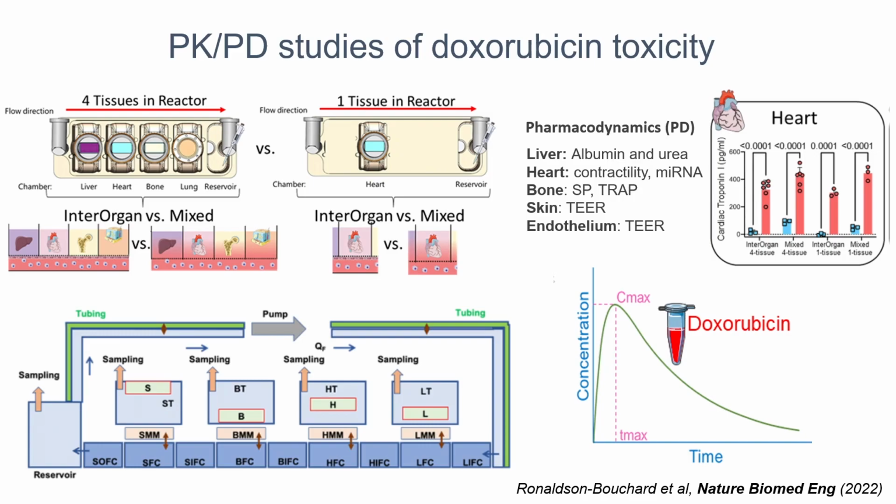Doxorubicin is one of the very common anti-cancer drugs. It is an effective drug, but actually its use is limited by toxic effects that are on the heart tissue and liver tissue in particular. So we have done these PK/PD studies with all configurations of the platform. So there is the entire platform with and without endothelium, and then single tissue with and without endothelium.